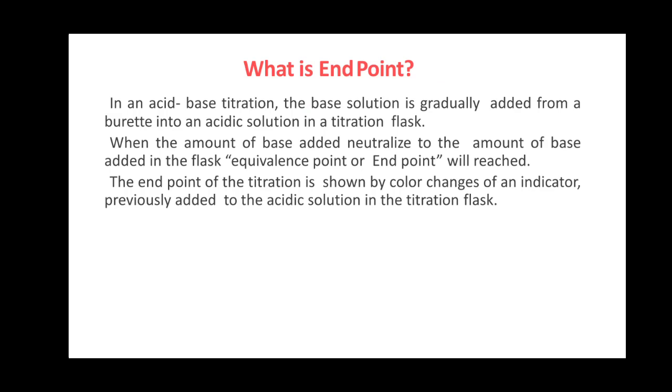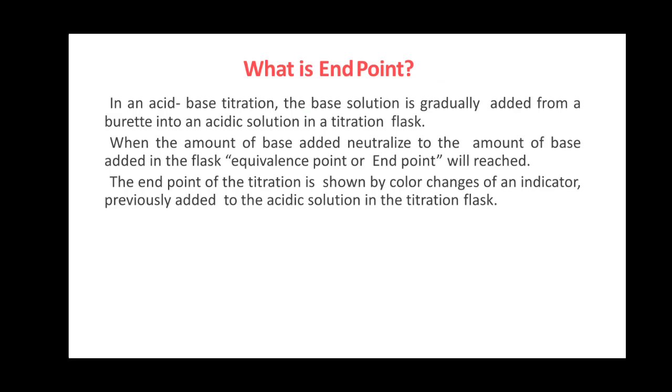So while doing the titration, we'll be using the word endpoint. So what is an endpoint? In an acid-base titration, where we are doing a titration between acid and base, the base solution is gradually added from a burette into an acidic solution in a titration flask. So in the flask we will be taking an acidic solution, where in the burette a basic solution will be added, and when the amount of base added neutralizes the acid in the flask, the equivalence point or end point will be reached.